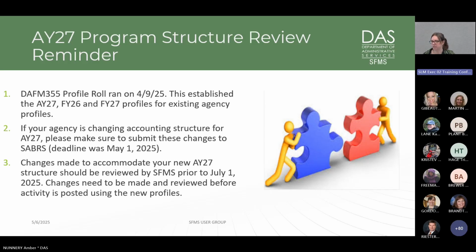If your agency is using the same coding as you had in AY25 and it's rolling forward to AY27, you can start using that coding on July 1st. It's just if you have new program codes or changed program codes and you've updated PCAs for that, that's what we want to review before you start coding transactions to it, to make sure it's set up appropriately.